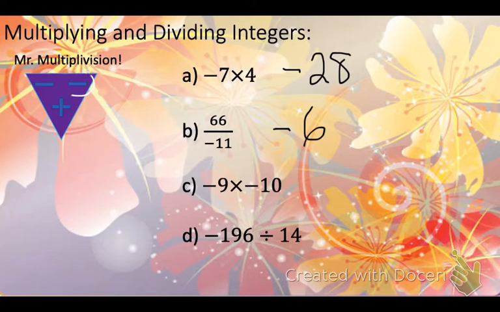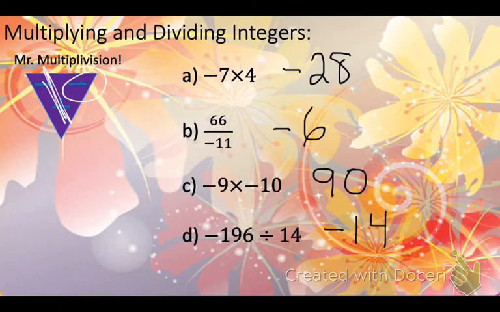All right, when I have a negative times a negative, I'm going to cover up the negatives, and my answer is going to be positive. So I will get positive, and then 9 times 10 is 90. Okay, and then lastly, negative 196 divided by 14. Again, I'm covering up a negative and a positive, so I know my answer is going to be negative. And 196 divided by 14 is 14. It's a perfect square. All right, so that's how you multiply and divide integers.